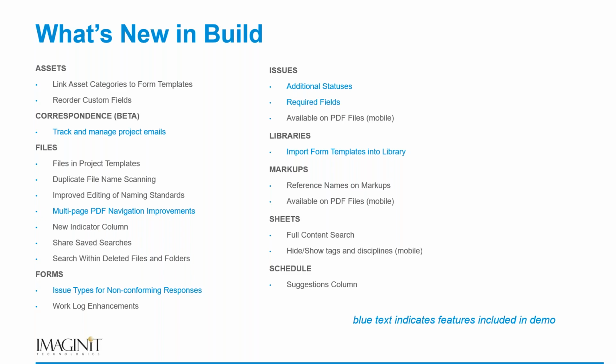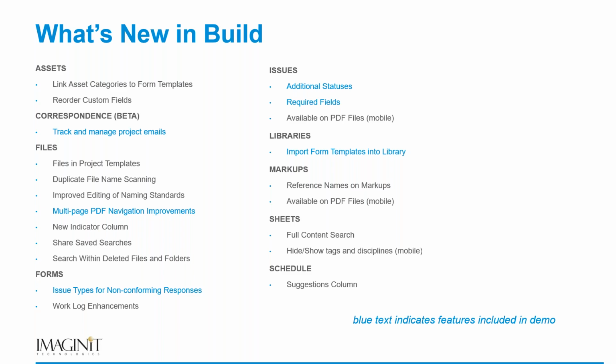Duplicate file name scanning. If you potentially have duplicates of your files in different folders within the project, you can do a quick scan and it will show you all of those duplicates. So you can delete the ones that aren't the correct version or just delete duplicates if necessary. There are also some improved editing options for naming standards.